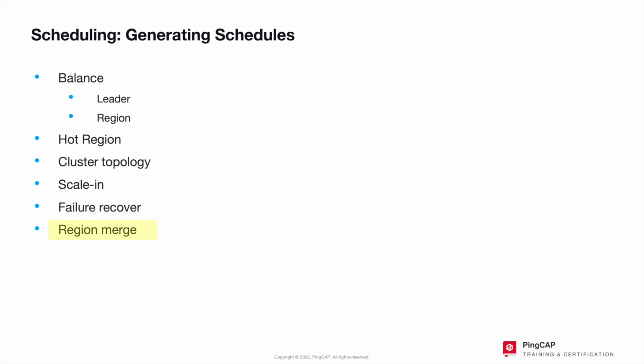And then finally, region merge. Region merge refers to the process of merging adjacent small regions by scheduling to avoid large amounts of small regions or empty regions consuming system resources after deleting data.